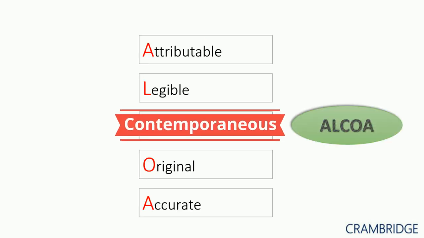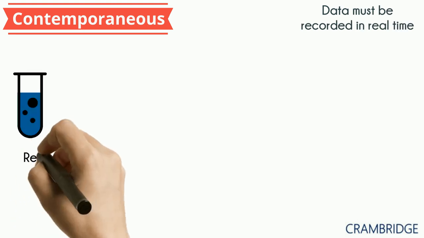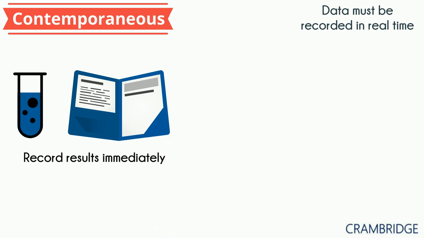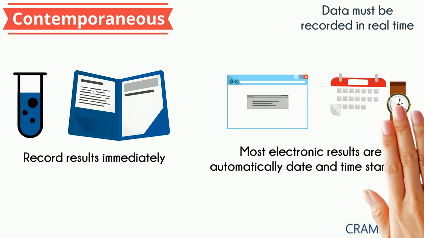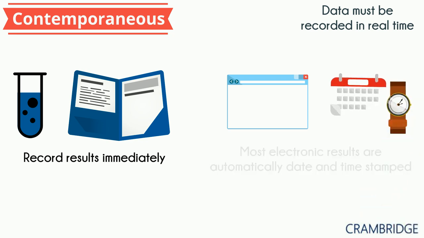C in ALCOA is contemporaneous. Data must always be recorded in real time. When your activity or test is completed, record the data immediately on an approved document. For most electronic instruments, all data is date and time stamped automatically.